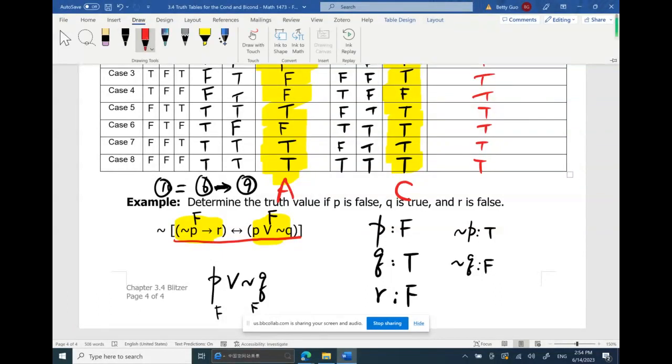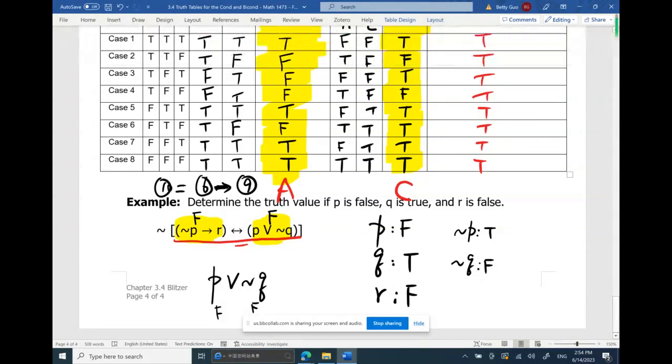The biconditional in the bracket is true. And negate that, we have false. So your final answer is false. The truth value for the given compound statement is false.